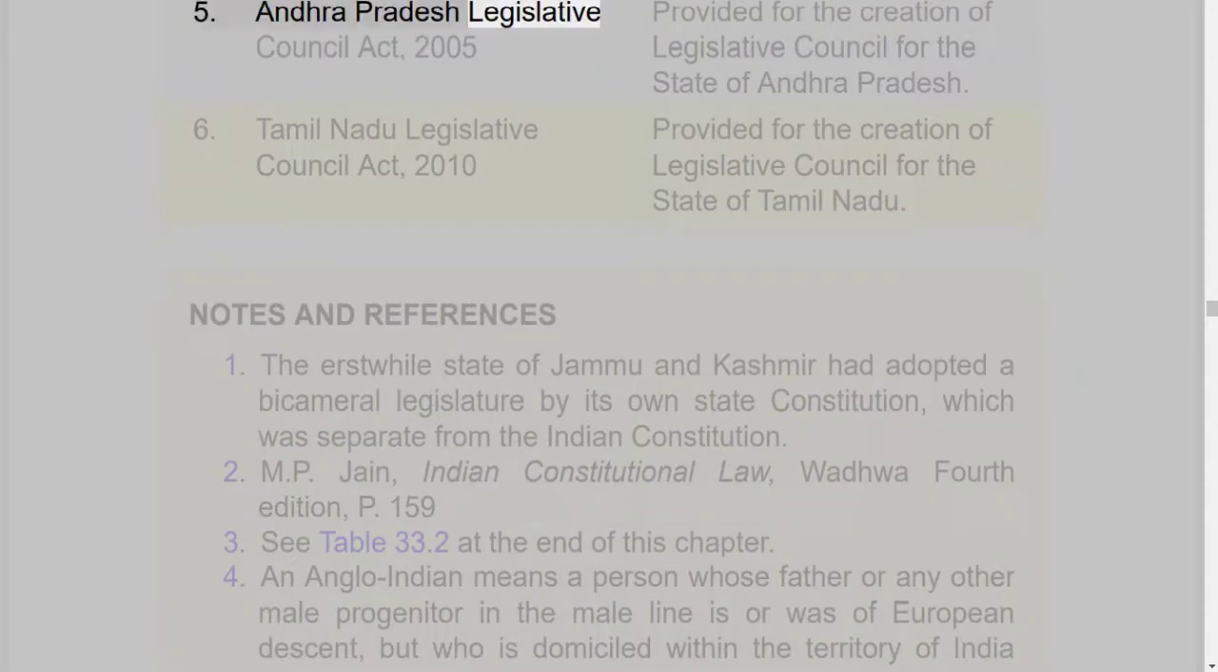5. Andhra Pradesh Legislative Council Act, 2005 provided for the creation of Legislative Council for the State of Andhra Pradesh. 6. Tamil Nadu Legislative Council Act, 2010 provided for the creation of Legislative Council for the State of Tamil Nadu.